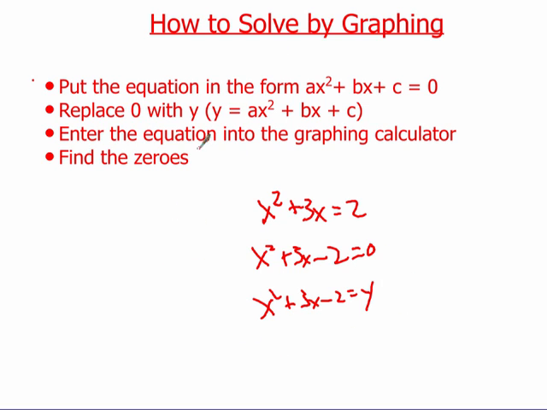Next, you're going to enter this equation into the graphing calculator. We're not going to be graphing these by hand. It's easiest just to do it using the graphing calculator, so that's how you're going to do it. And then once it's in the graphing calculator, you just find the zeros.